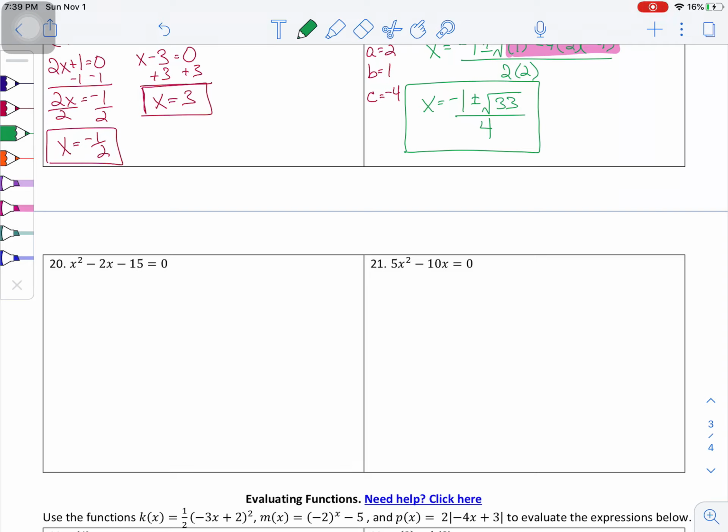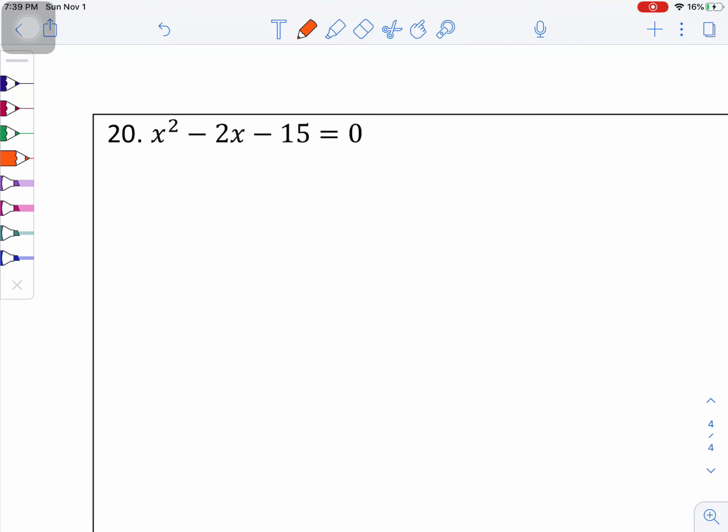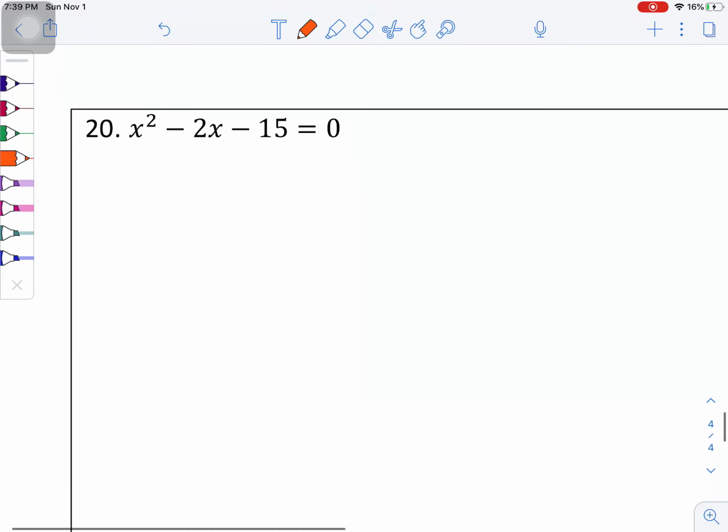So in this video, I'm going to complete the 4th page of the study guide. So a reminder that problems 20 and 21 you were supposed to solve and use any method to solve. So for problem number 20, I'm going to go ahead and zoom in. It's already equal to 0, and I'm pretty sure I can factor it. So x minus 5, x plus 3.